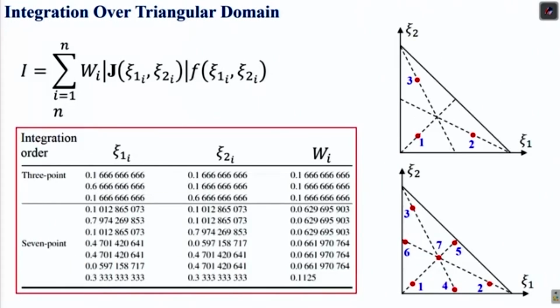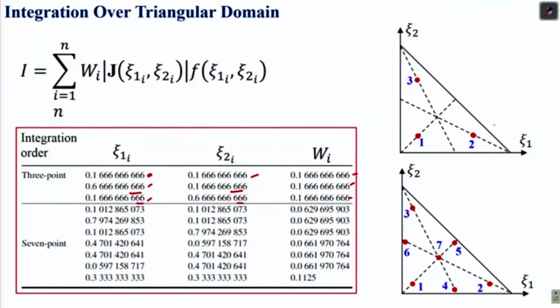Now, these are the integration points. For 3-point rule, these are the 3 points, and the coordinates of the 3 points are given, and the corresponding weights are given. Xi1 i, Xi2 i means this point's coordinate is this and this, in Xi1 direction this, Xi2 direction this. Similarly, at this point coordinate is Xi1 direction this and Xi2 direction this, and at this point Xi1 direction this and Xi2 direction this. So this is 3-point quadrature rule.